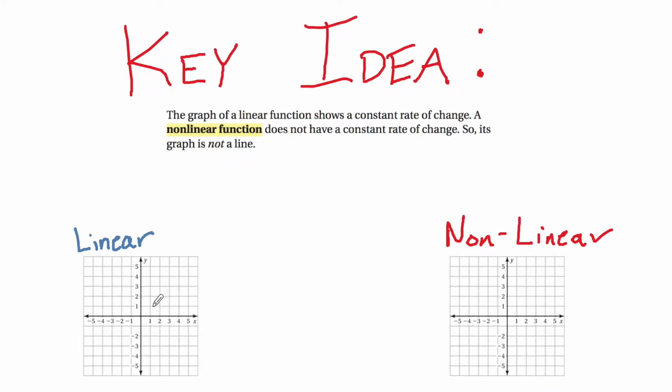So a linear function would have a constant rate of change. That's going to be our lines like this. Lines that go straight up and down, just like this. A nonlinear function may look something more like this. A nonlinear function would be a curved line, whereas a linear function is a straight line.